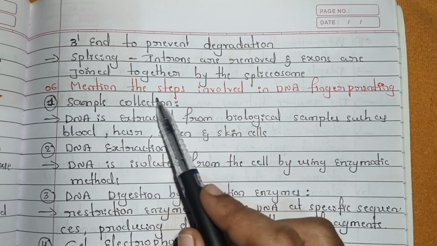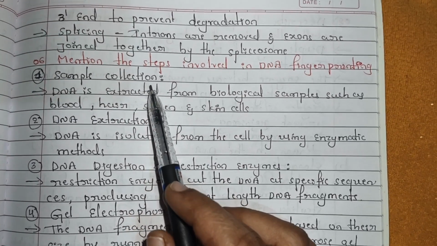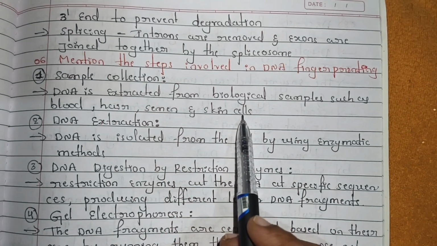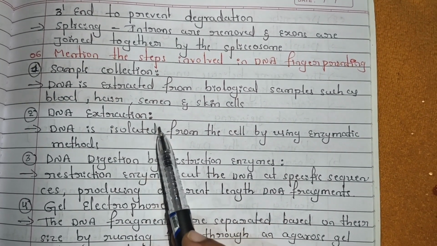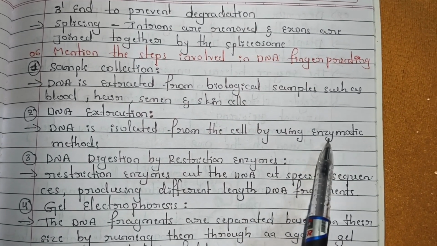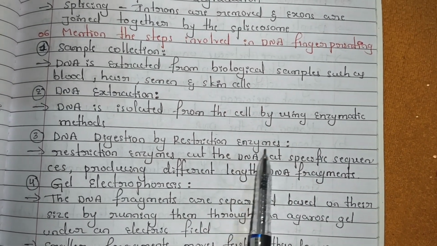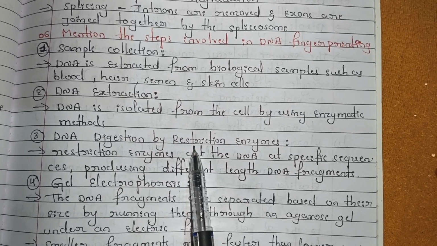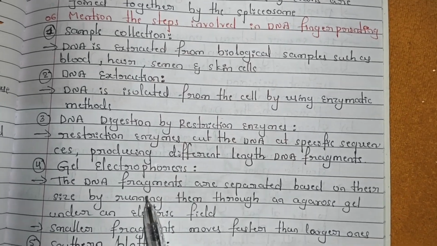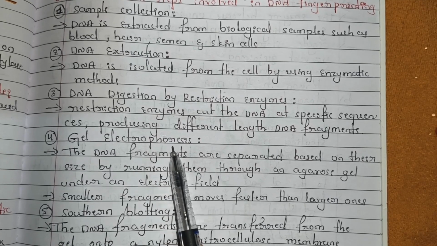Next question, sixth one: mention the steps involved in DNA fingerprinting. First step is sample collection. We collect samples in the form of blood, hair, semen or skin cells. Then DNA extraction: the collected sample is treated with enzymes and then the DNA is extracted. Next, DNA digestion by restriction enzymes: the isolated DNA is cut into different lengths using restriction enzymes. After that cutting, the samples are run in a gel, which we call gel electrophoresis.